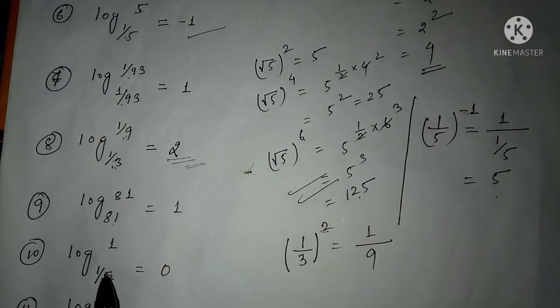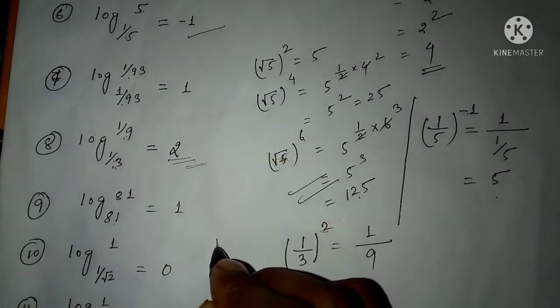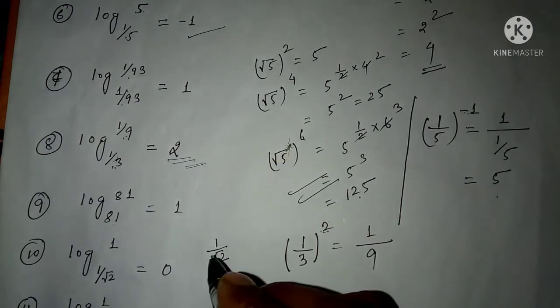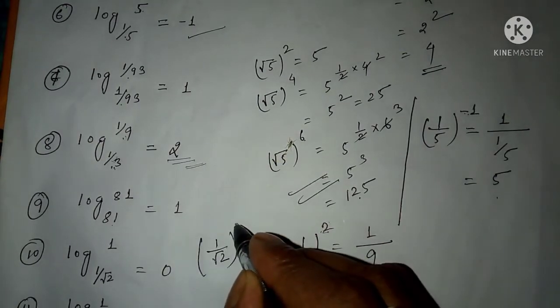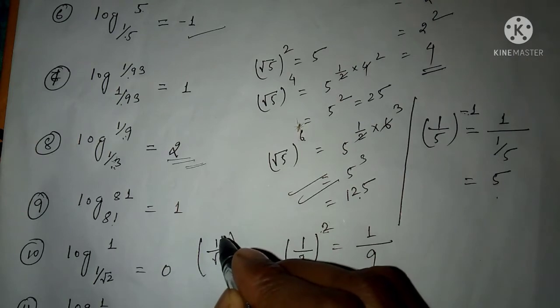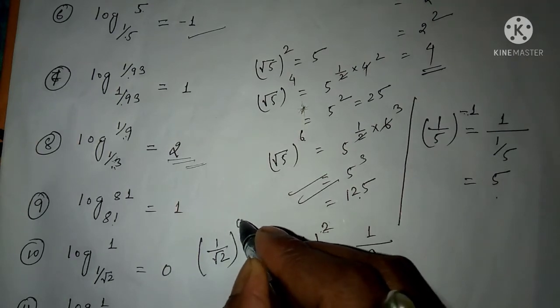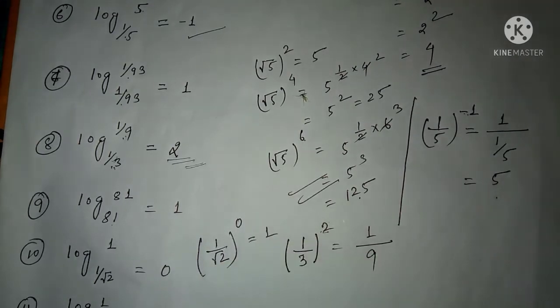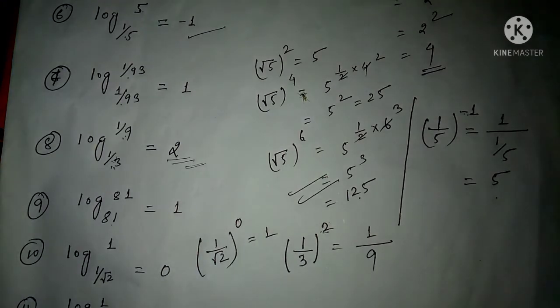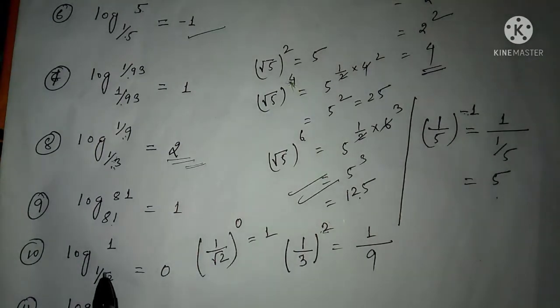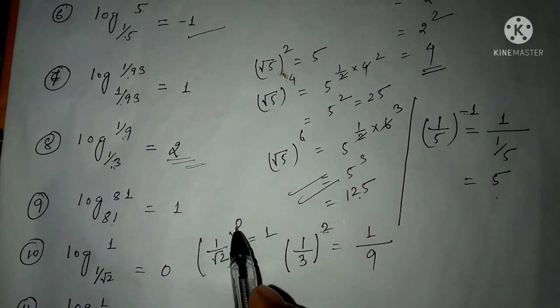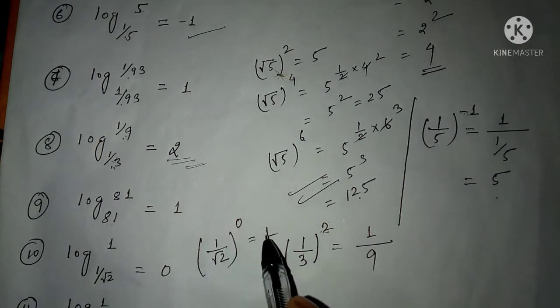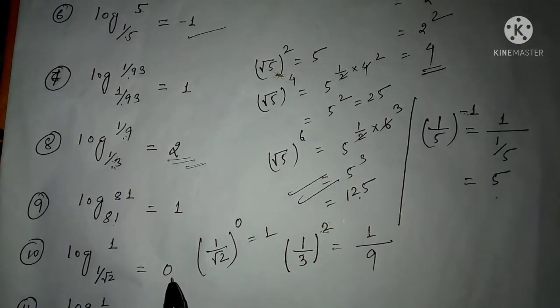Then next is your, you see they are asking what power of 1 by root 2 gives us 1? Okay, now let's start checking. The base is your 1 by root 2. If you start checking by 1, 2, 3, 4, you will not get 1. But if you write 0, then you will get 1. That means what power of 1 by root 2 gives us 1? That is your 0. When I write 0 here, then I am getting 1. So the answer is 0.